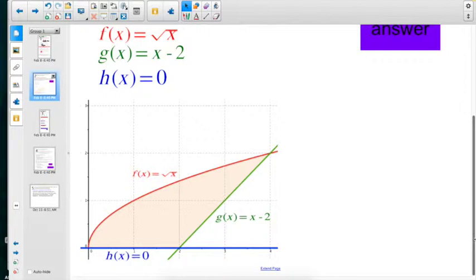We end at what value for x? 4. Okay. So the question is, I want to find this area, but there's a point at which the upper or the lower curve changes assignment.